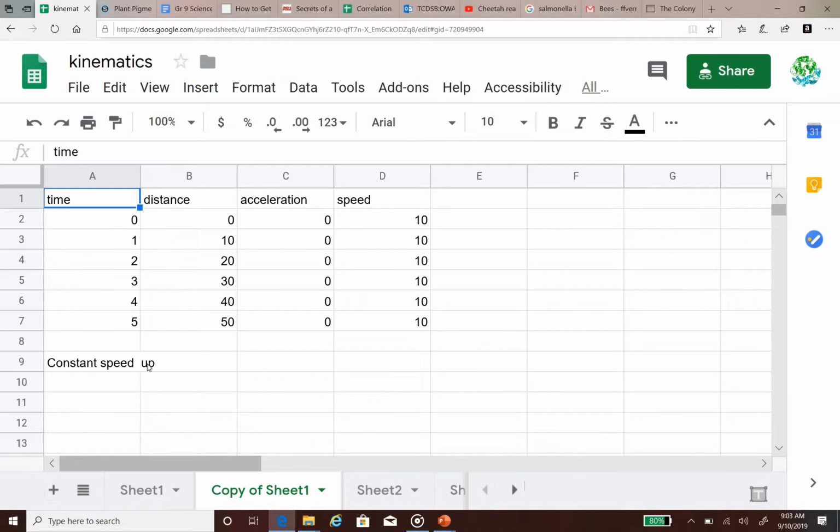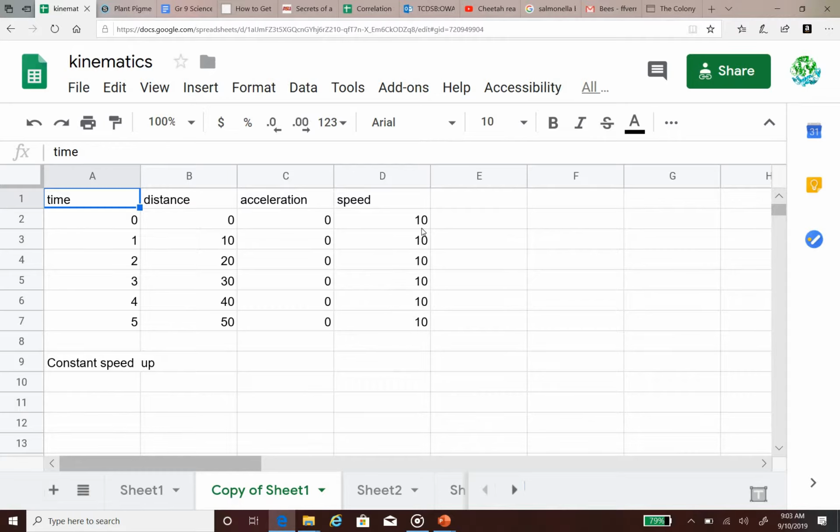So you'll notice we got time, 1, 2, 3, 4, 5. We got distance, 0, 10, 20, 30, 40, 50. Here's my speed. You'll notice the speed is the same. And if the speed is the same, that means no acceleration. The speed doesn't change. Okay?